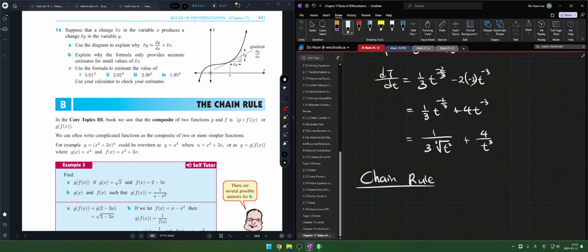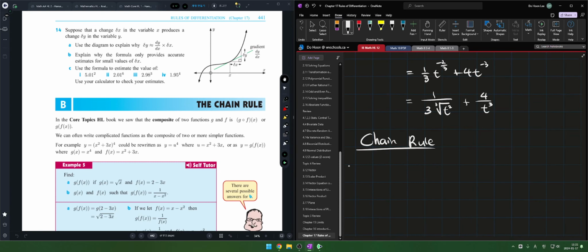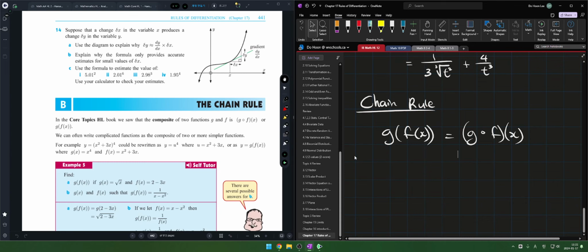This idea of the chain rule closely relates to the idea of a composite function. Remember the idea of the composite function? If you have, let's say, g of f of x, by the way, we can also write it as g of f of x like this, which I don't really like. I don't like this "g o f" thing or "f o g" thing.